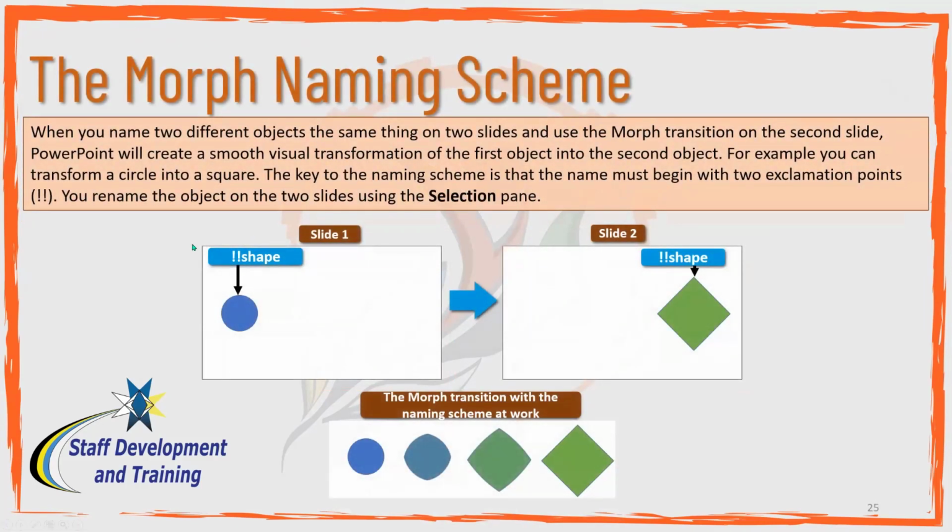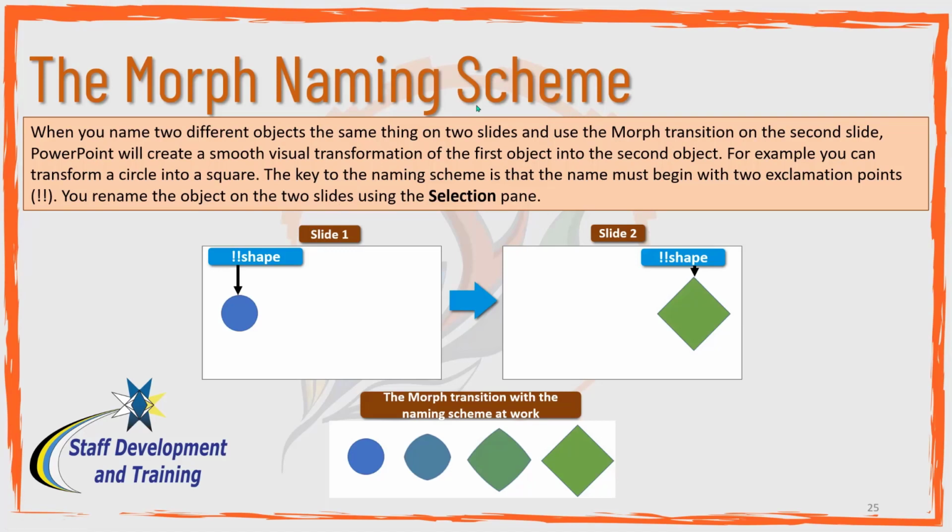So as I mentioned before, when you name two different objects the same thing, and use the morph transition to the second slide, PowerPoint will create a smooth, visible transformation of the object from the first slide to the second object on the second slide. So in order to perfect that, when you go into slide 1 and you open up your selection pane, you select the object that you want to morph to the second object on slide 2, and you have to designate it with a name.